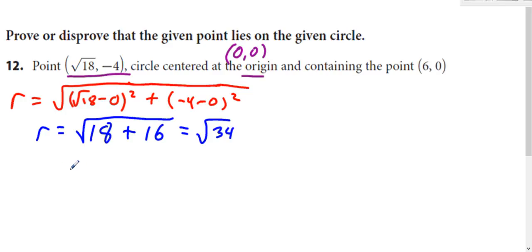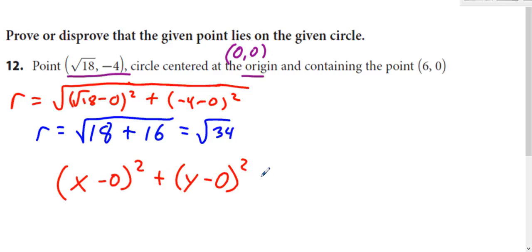So that means the equation of our circle is x minus the center, so minus 0, squared, plus y minus the center, 0, squared, equals r squared. Square root squared is just the number. So now that we know the circle, we check the point 6, 0 and see if it's in there. Plug in 6, plug in 0.